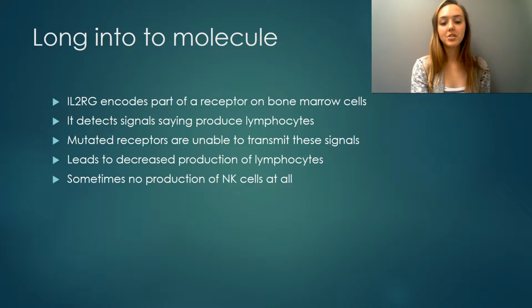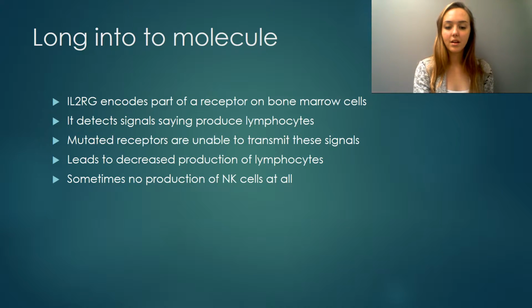Information in IL2RG creates a receptor on bone marrow cells, which produce blood and more specifically white blood cells. The transmitted signals we mentioned before are detected and realized by this receptor. This receptor needs to be able to function properly in order to detect the signals to produce the lymphocytes.